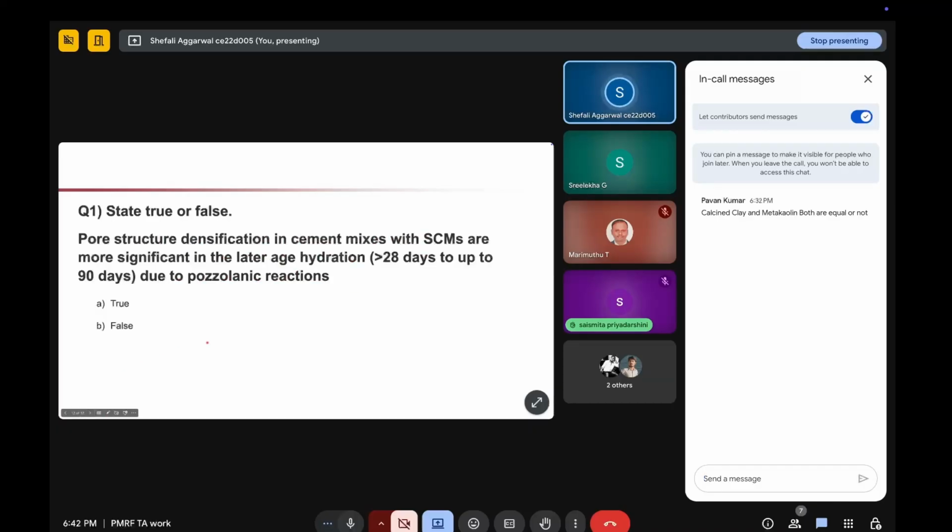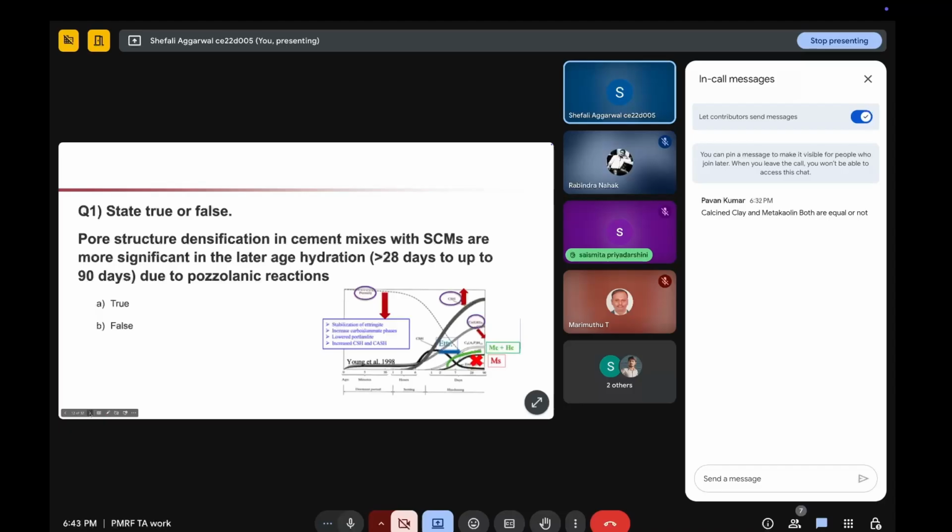First question is, state true or false. Pore structure densification in cement mixes with SCM is more significant in the later age hydration, more than 28 days up to 90 days, due to pozzolanic reaction. True or false? True. Correct. That's all we were talking about: at later stages there is more pore densification, and that is because of later age hydration.